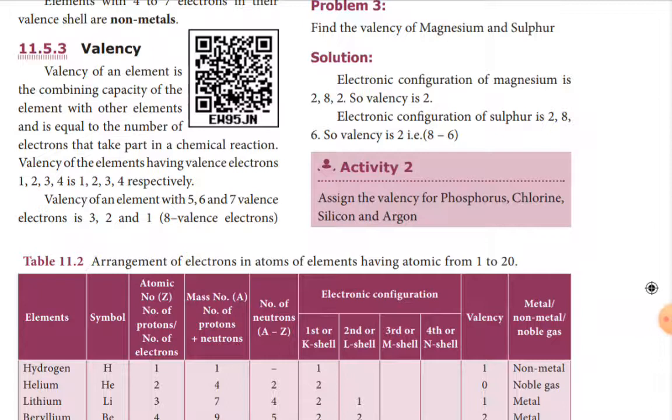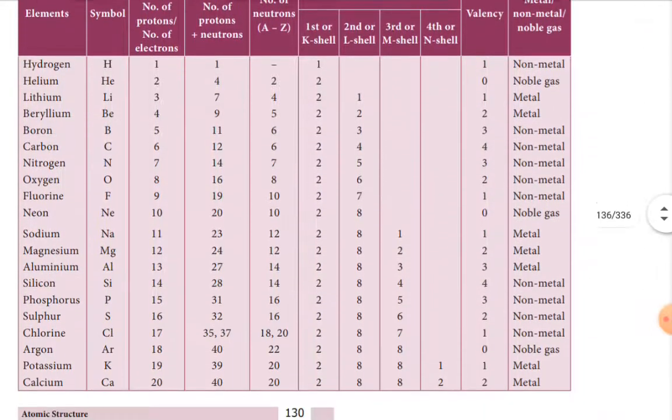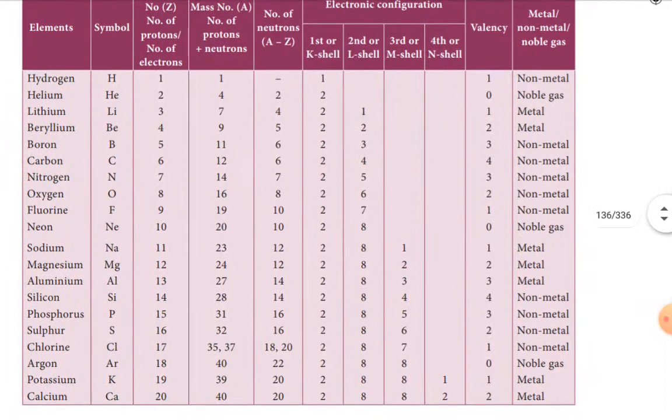To know the atomic number, you can refer to the periodic table, or Table 11.2 given here. In Table 11.2, see the first column, name of the element; second column, symbol; next, number of protons, that is the atomic number. Next column, mass number A, that means protons plus neutrons. Next column, neutrons, that is A minus Z, mass number minus atomic number. Next, the distribution is given.